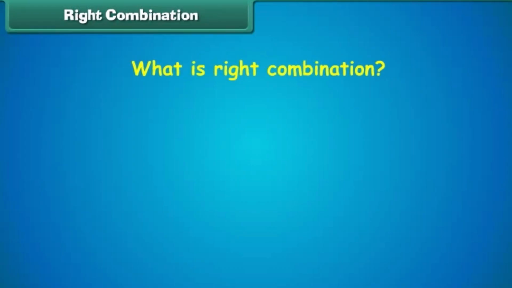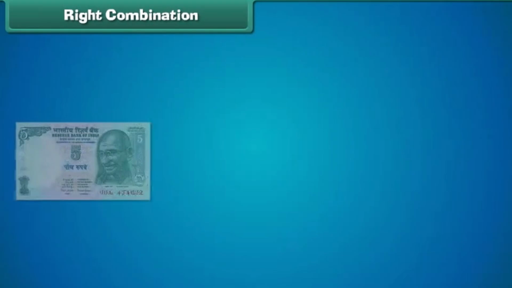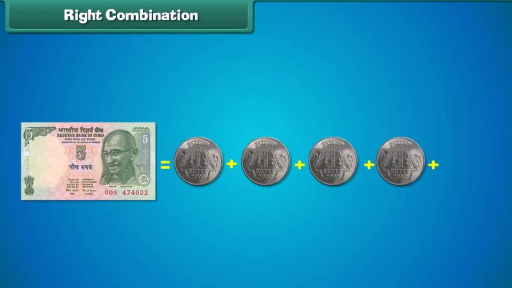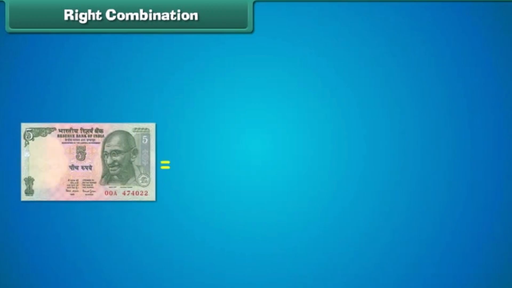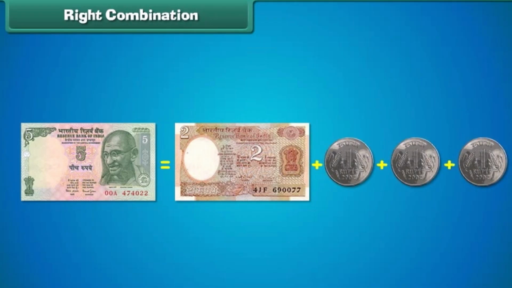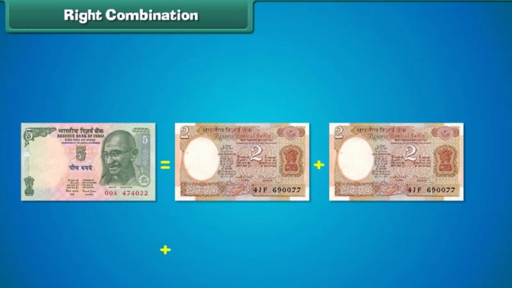Let us learn about some right combinations of notes and coins. One 5 rupee note is equal to the sum of 5 1 rupee coins. One 5 rupee note is also equal to the sum of 1 2 rupee note and 3 1 rupee coins. Similarly, one 5 rupee note is equal to the sum of 2 rupees notes and a 1 rupee coin. All these are the right combinations.